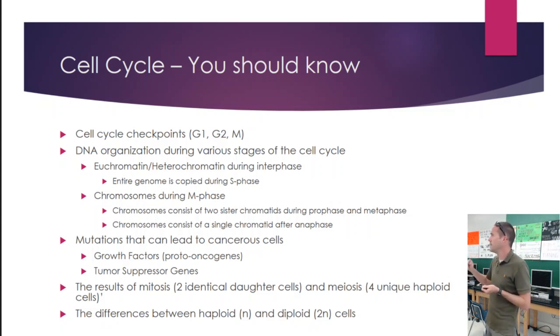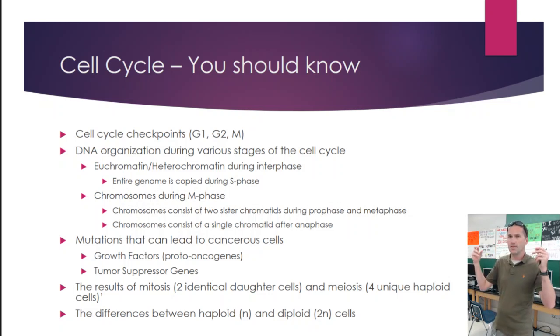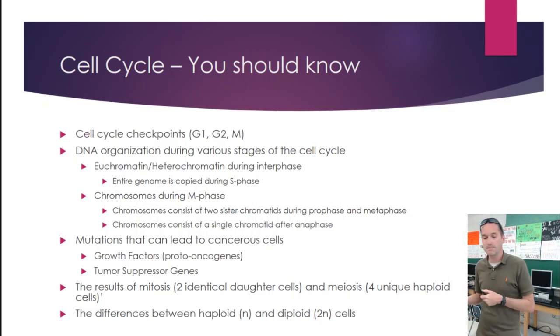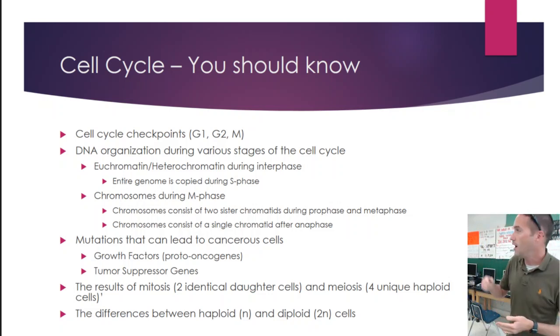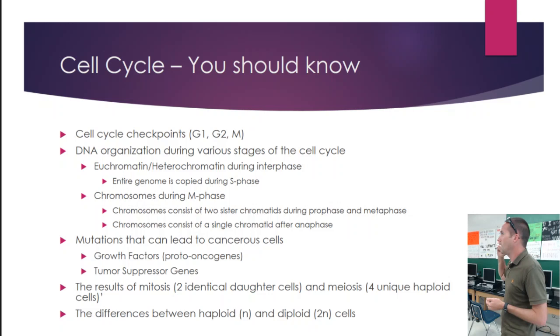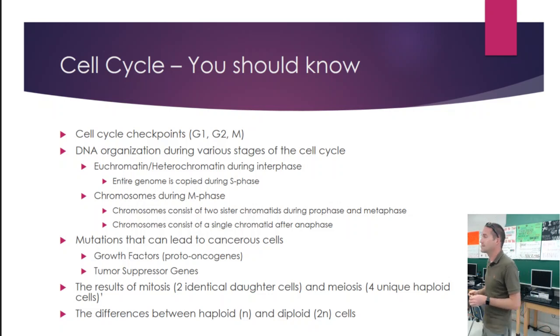And M checkpoint is going to be metaphase checkpoint, so it's going to check to make sure that the spindles are attached properly and that there's an equal amount of pull and push, and that's going to allow it to pass M checkpoint. Okay, you should know what the DNA looks like at various times in the cell cycle.